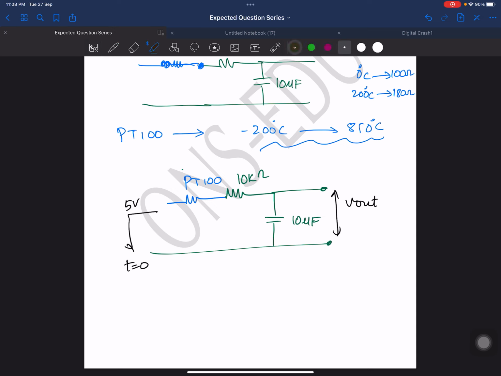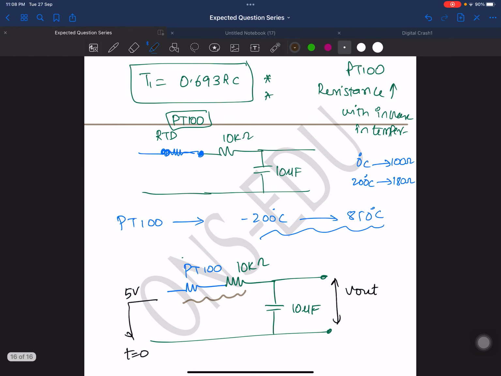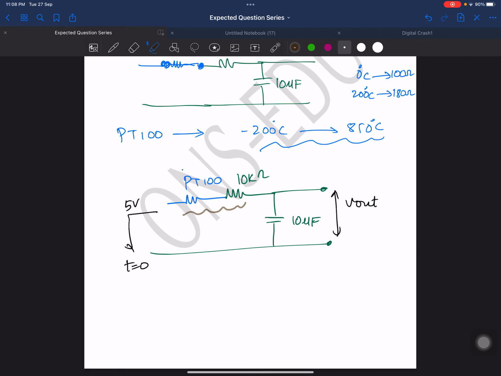If you just observe here, the series resistance is increasing. Previously कितना था बताइए? Previously it was only 10 kilo ohm. But now the PT100, the temperature sensitive resistance, is connected in series. So overall resistance increased, and the time constant will increase. Now when I give 5 volts, it is again going to rise exponentially.